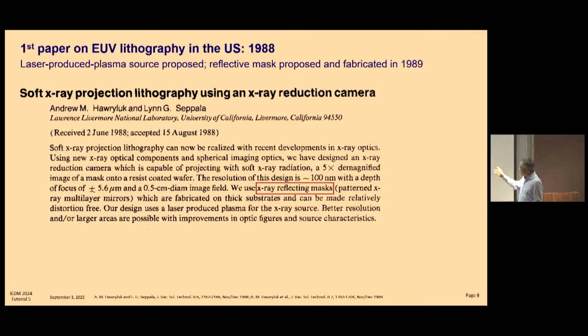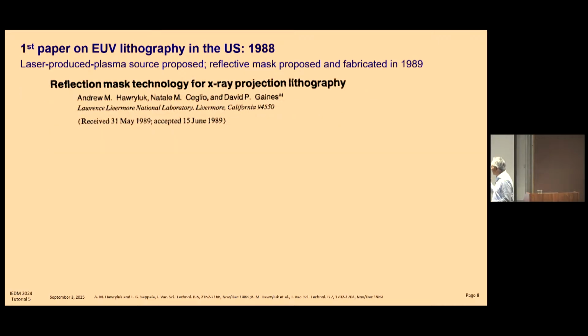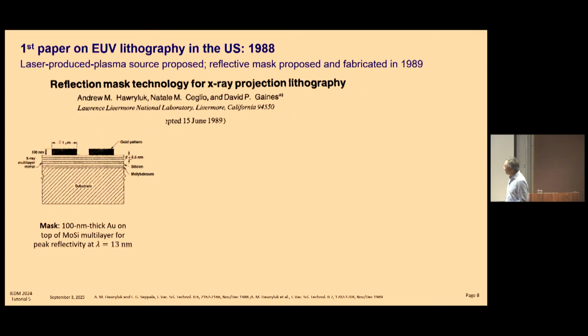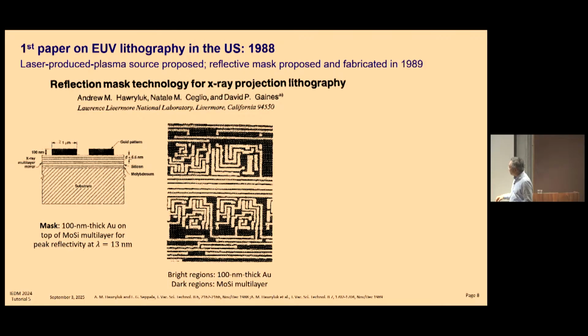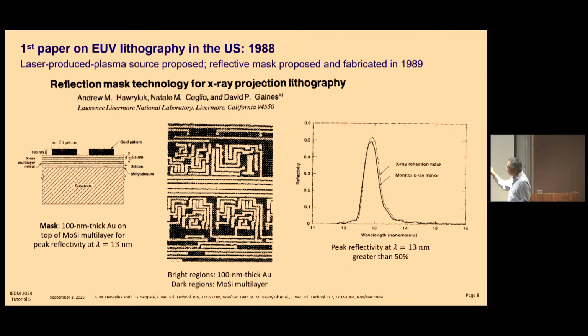Of course, he proposed to use a reflecting mask instead of a transmission mask, because for the reflecting mask, the mask substrate is also multilayers, okay? And he proposed to use laser-produced plasma. Both of these concepts are adopted nowadays, okay? And of course, in 1989, he and Nat Seglio and others actually, again, went to the Three Beams meeting, and they showed a mask that they made, a multilayer mask with gold absorber pattern.